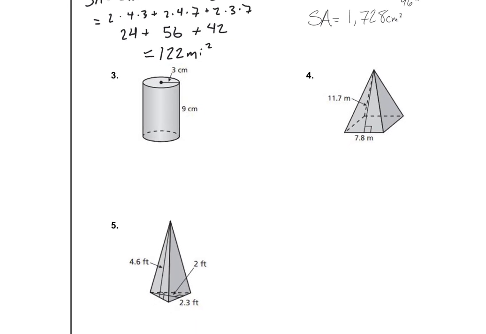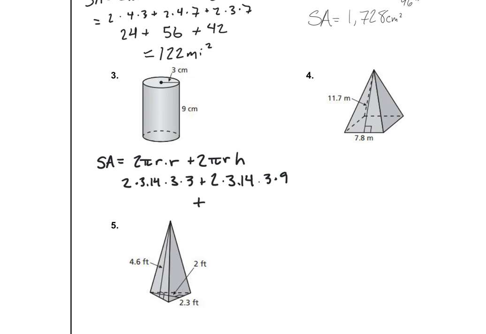All right. Number 3 is a cylinder. The surface area equation for a cylinder is 2 pi r times r plus 2 pi rh. My radius is 3. My height is 9. So I'm going to go 2 times 3.14 times 3 times 3. And then I'm going to add 2 times 3.14 times 3 times 9.